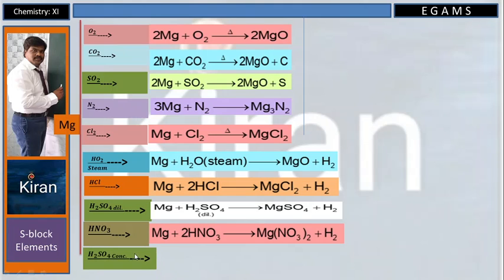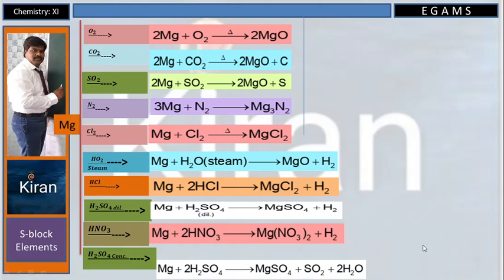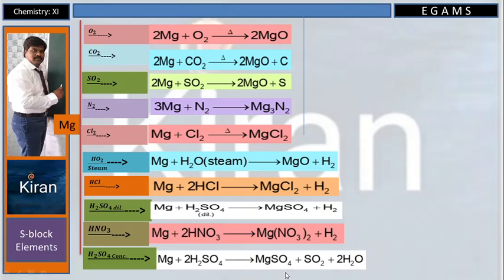When it reacts with concentrated sulfuric acid, when you observe the chemical reaction of magnesium with concentrated sulfuric acid, you will get magnesium sulfate plus sulfur dioxide and water. This is the difference between dilute sulfuric acid and concentrated sulfuric acid.